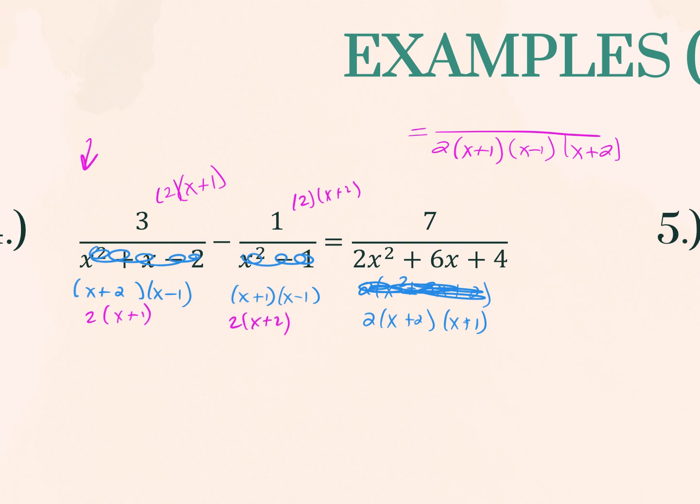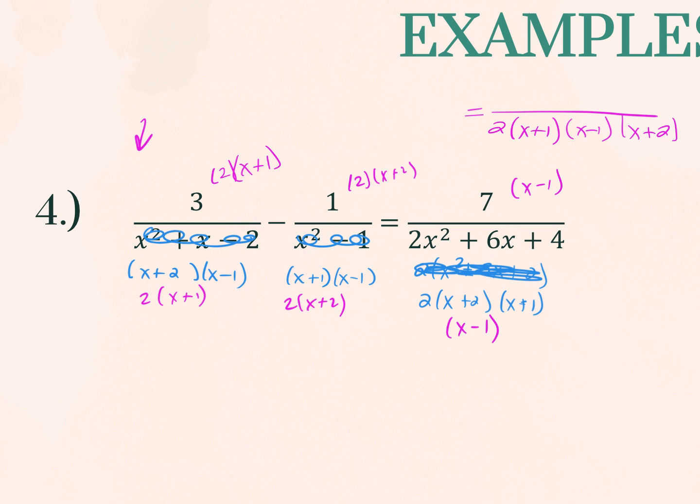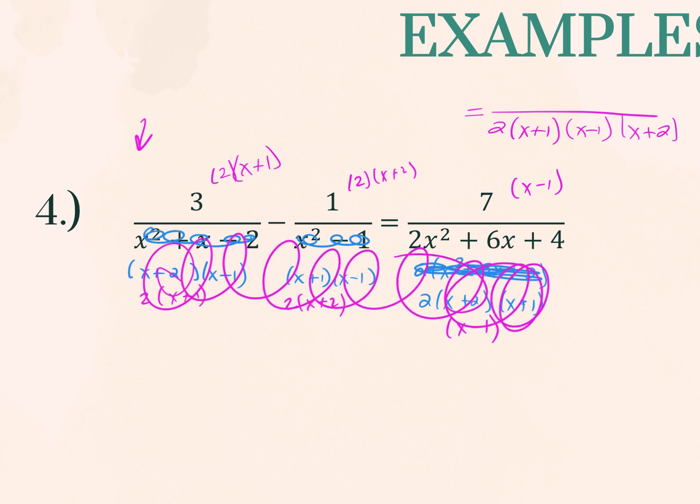My third fraction has the 2. It has an x plus 2. It has an x plus 1. What's it missing? An x minus 1. Look at my denominator. Do all three of them have all of the stuff in them? Yes? Then we can cross it off. Once you've made equivalency on the left-hand side and the right-hand side, it's gone. You don't have to worry about it anymore. So now we can just clean up.